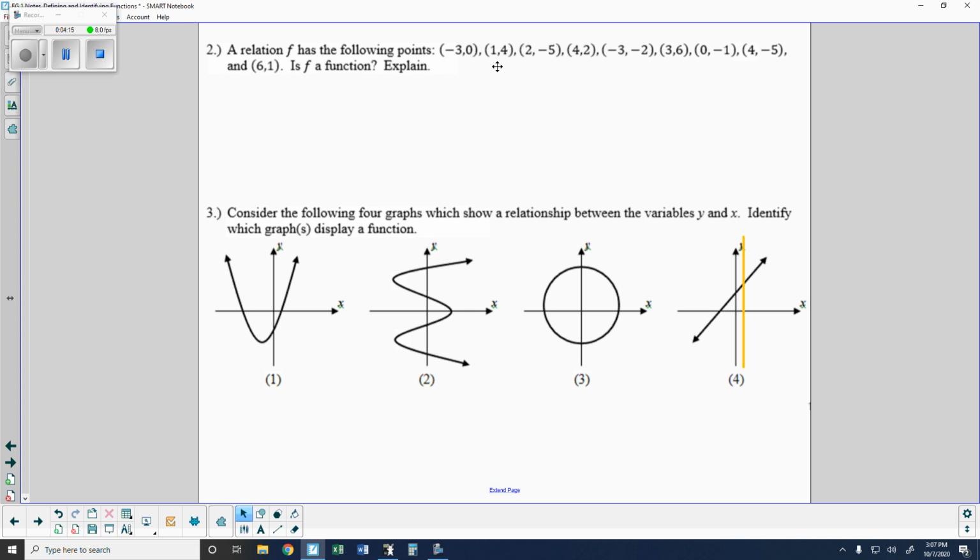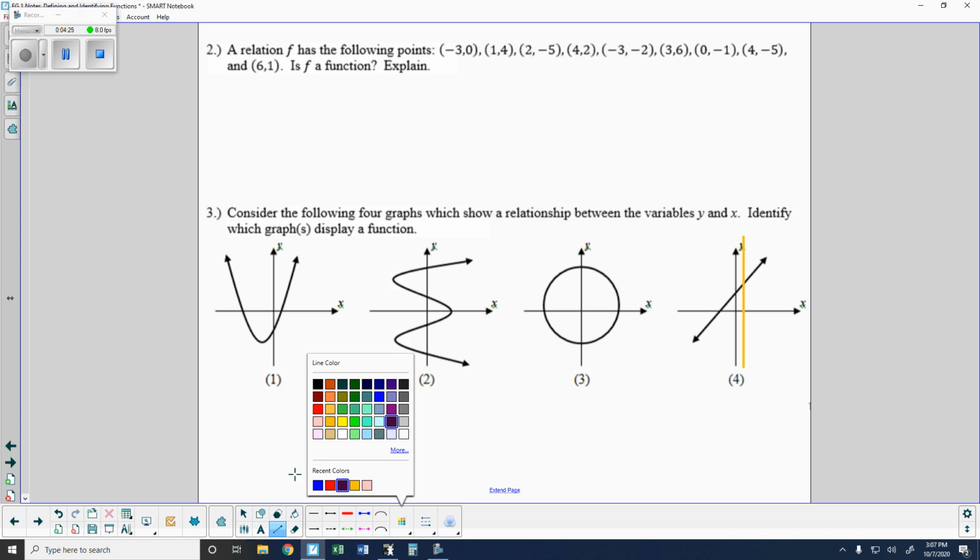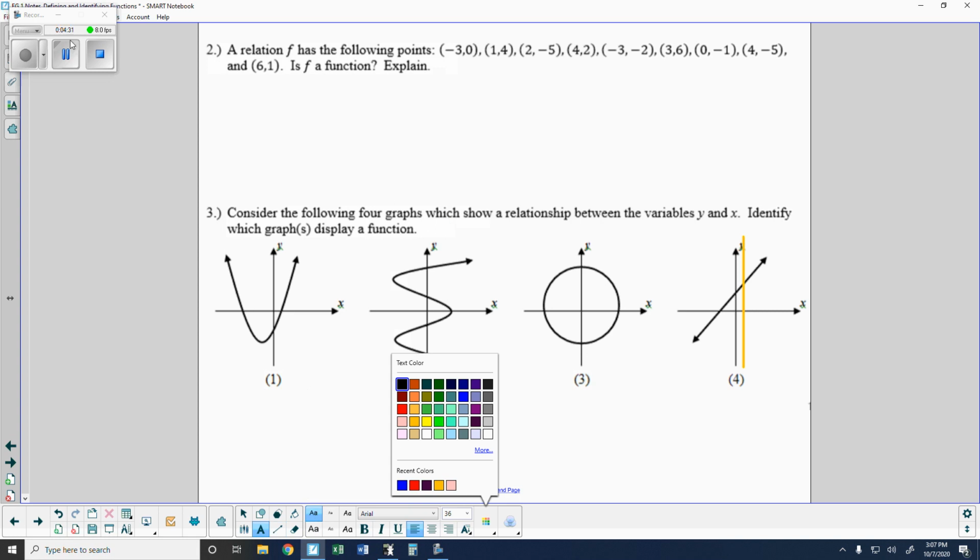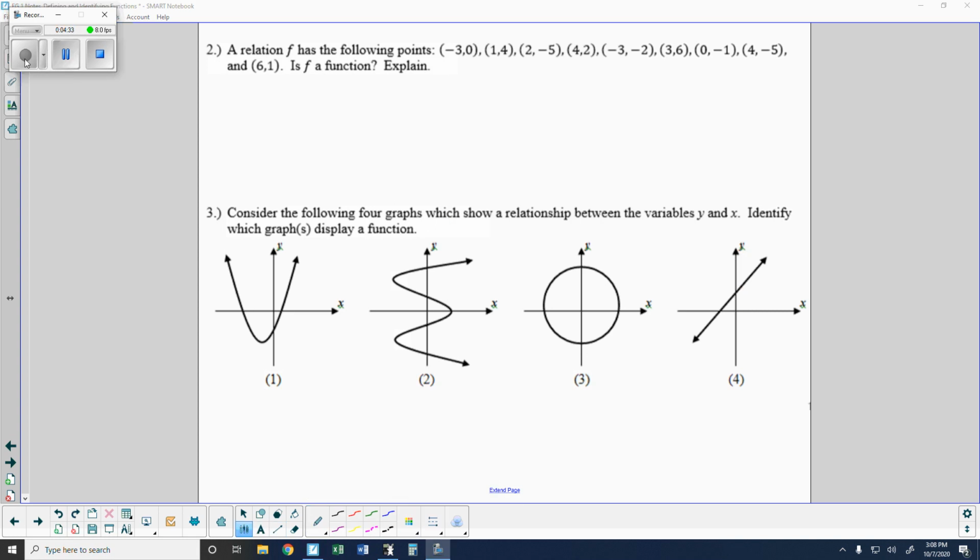Well, we may look at this. Remember these points, the first point is an x, so this would be an x value of negative 3 goes with a y value of 0. So if I look at all these points, there's a couple points that may stick out to me. One of those points that would hopefully stick out, or a pair of points actually, would be negative 3, 0, and negative 3, negative 2.